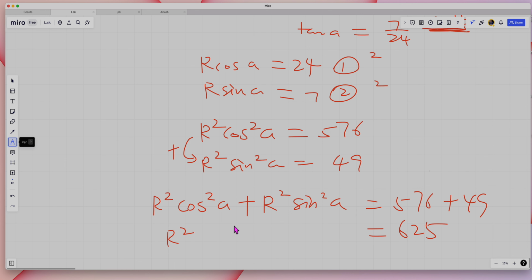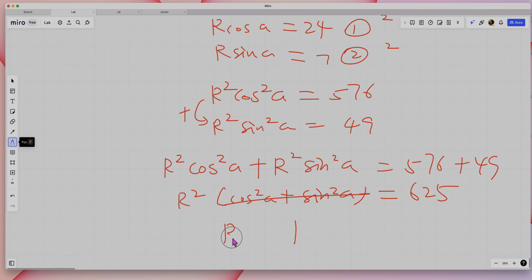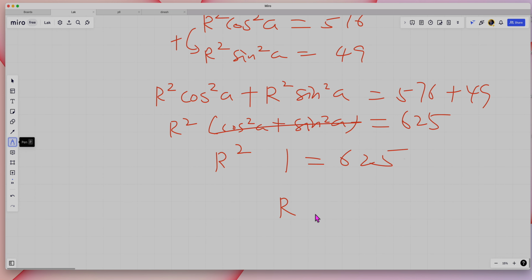Then over here is R square. Then you take out the common factor R square, you will end up with cosine square A plus sine square A, and this one will be gone, equals to 1. So R square is 625, R is positive and negative. So you reject the negative because over here I think they only focus on the positive answer. Which is 25.